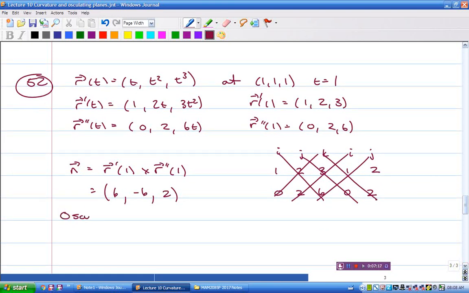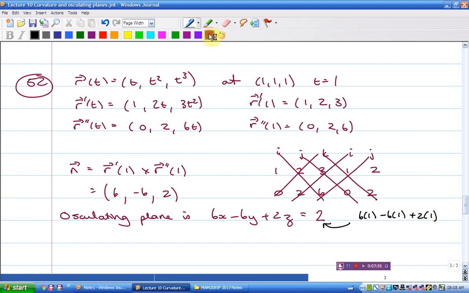So my osculating plane is 6x minus 6y plus 2z equals what? Well, I'm going to have to plug in my point. There are infinitely many planes that start 6x minus 6y plus 2z. The way to get the unique plane that we want is we want the one that the point (1, 1, 1) satisfies. 6 minus 6 plus 2, that's 2. How did I get that 2? 6 times 1 minus 6 times 1 plus 2 times 1. That's my osculating plane. And that's great and that's lovely.